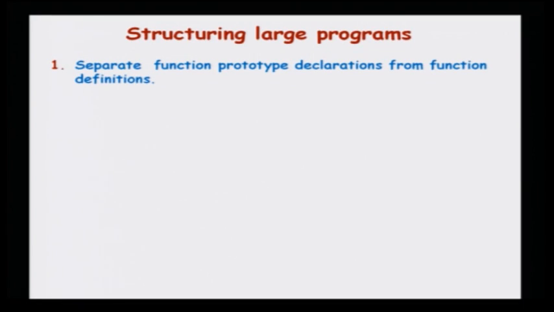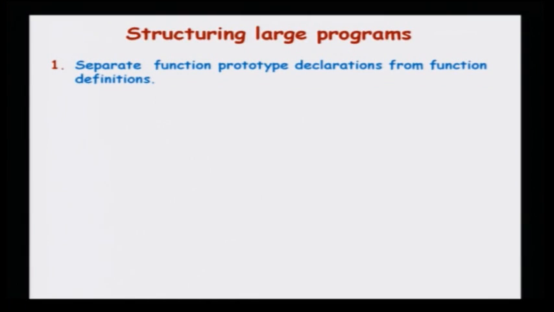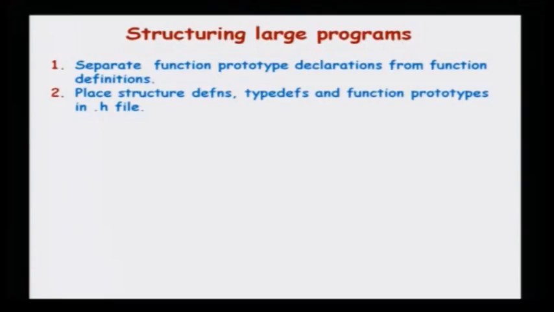Okay. So, one of the basic principles is to separate the function prototype declarations from the function definitions. We have seen that when we have a function, we have two things to do. One is to declare a function, which is just the types involved in the function, and then the definition of the function, which is actually the code of the function. So, one principle in structuring is that we will separate out the function prototype from the function definition.